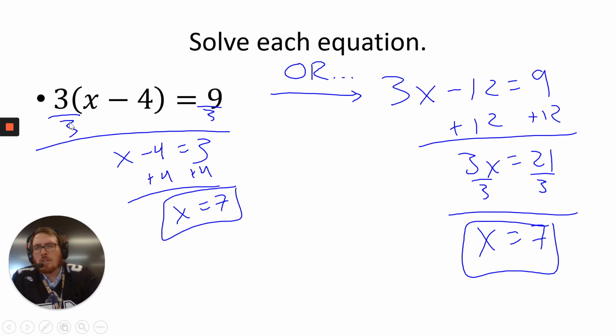I probably wouldn't use this first method here on the left if this, say, was an 8, because 8 divided by 3 all of a sudden is a mixed number or a decimal. It may not work as well. So just a few things to think about and suggestions as you're looking at those questions.